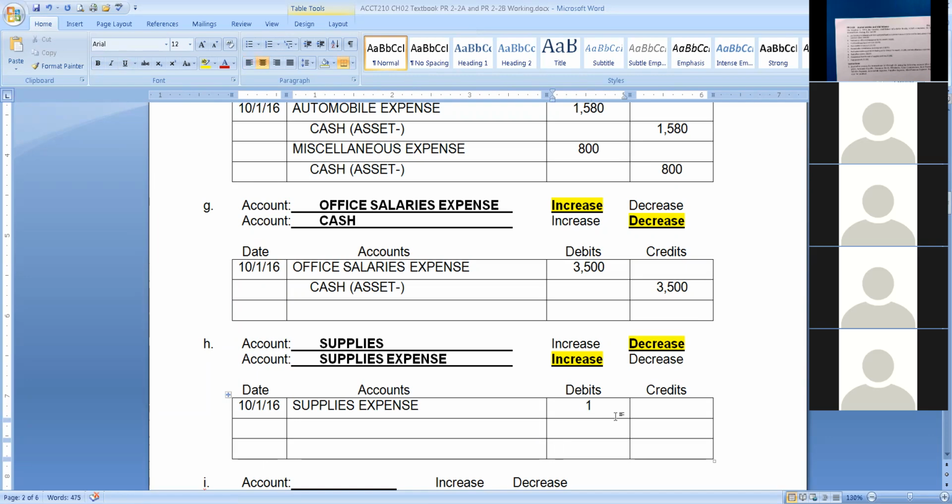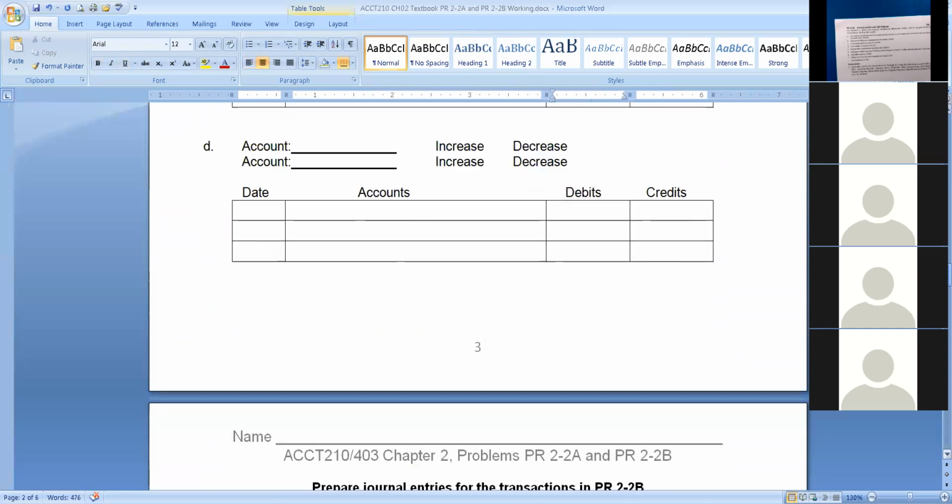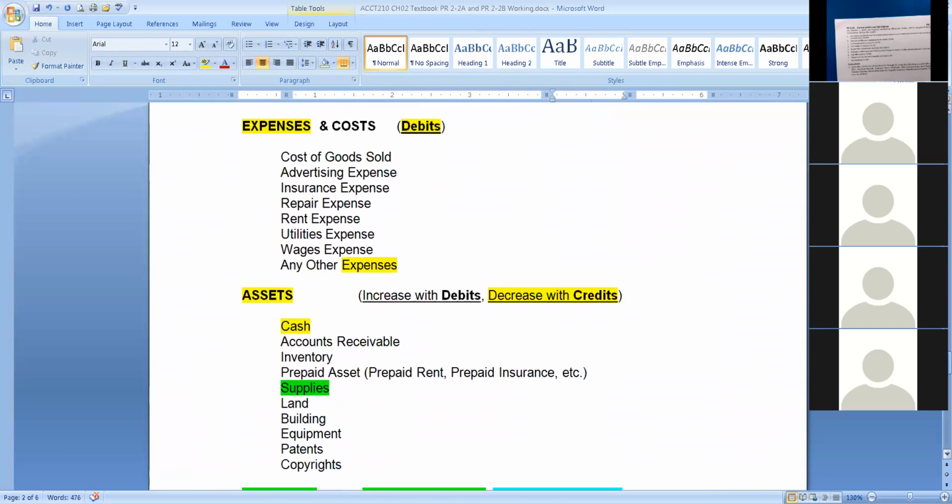$1,300. And truthfully, at this point, you know what, the supplies are going to be a credit. But if you go down here, supplies are an asset. And it's going to decrease with the credit. So supplies are going down. We use up 1,300 of them. So they're going to decrease with the credit.